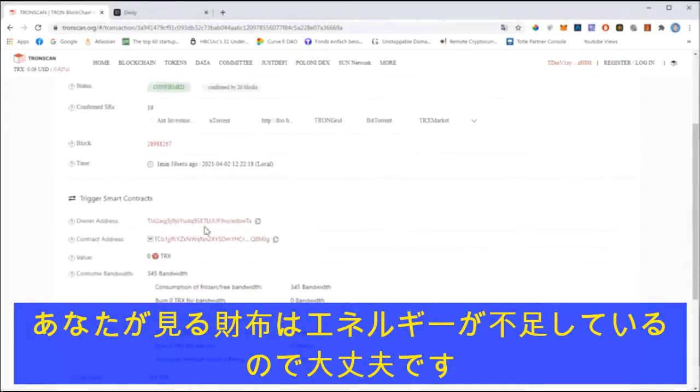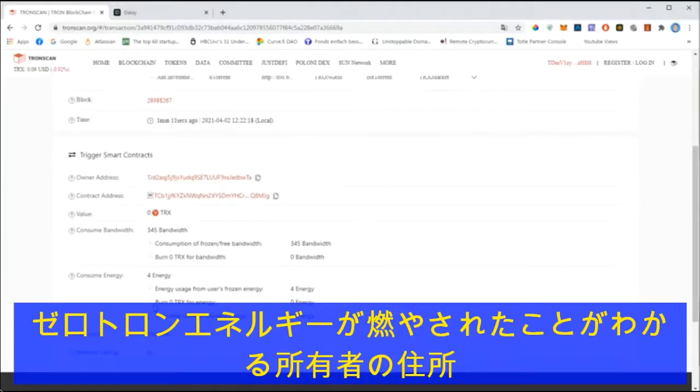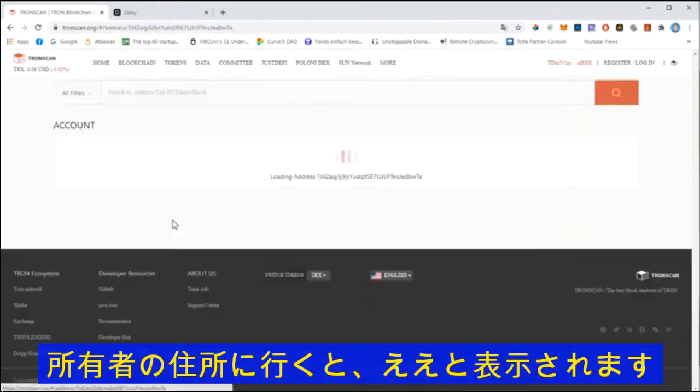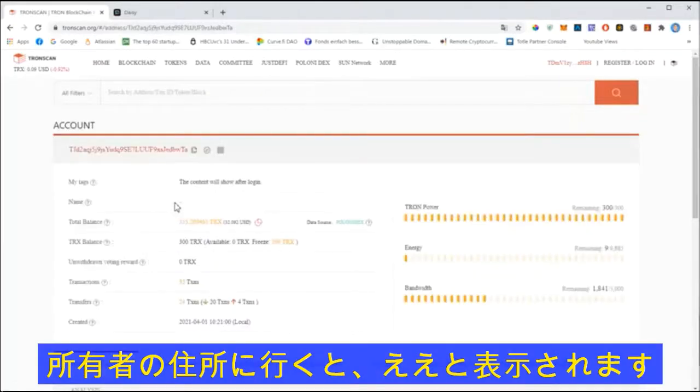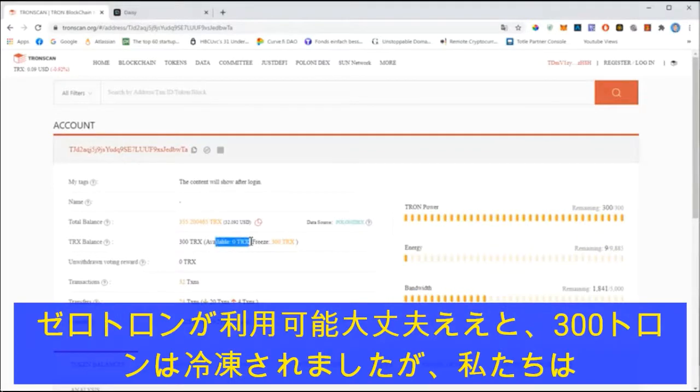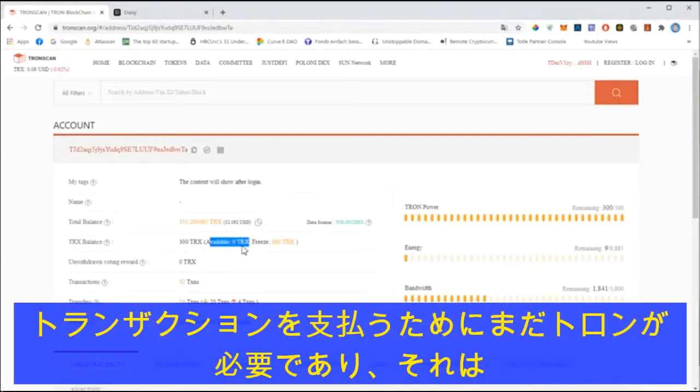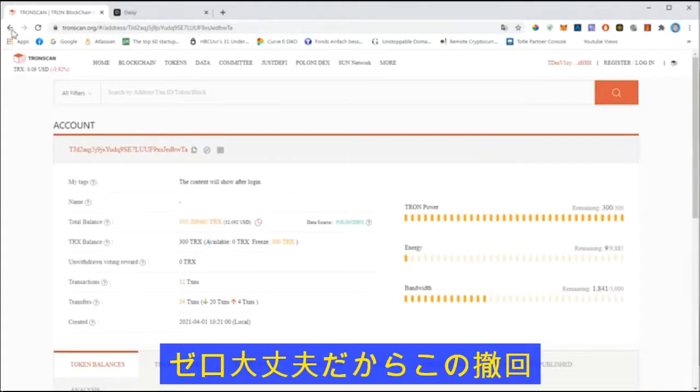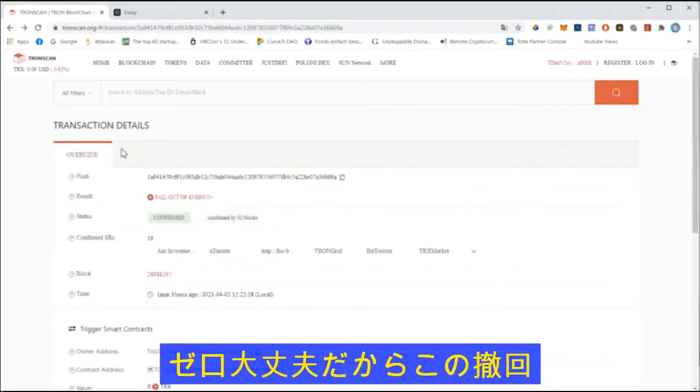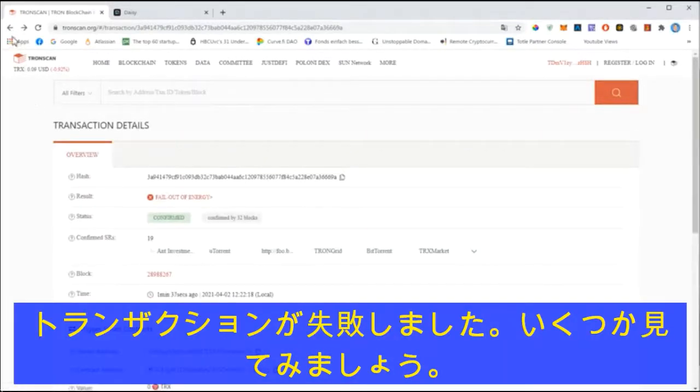Okay, so this is the owner address. You see 0 Tron energy was burned, and if we go to the owner address, we will see 0 Tron available. Well, 300 Tron were frozen, but we still need Tron to pay the transaction, and it's 0. So that's why this transaction has failed.